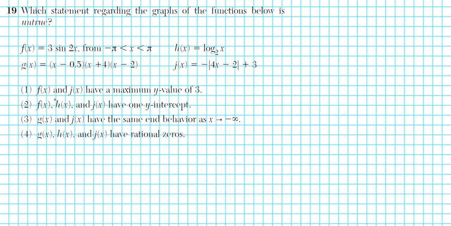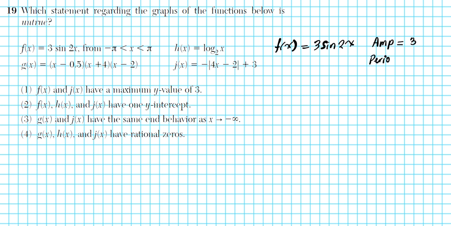So let's take a look at the first statement. It says f of x and g of x have a maximum y value of 3. Let's start with the f of x function. The f of x function is 3 sine 2x. That's a trig function, a sine function. This function tells us that the amplitude, the coefficient of the sine, is 3. So you go plus or minus 3 from the central position.